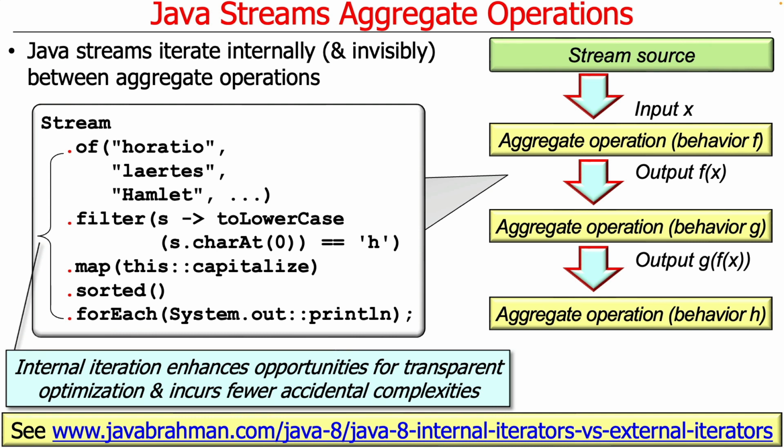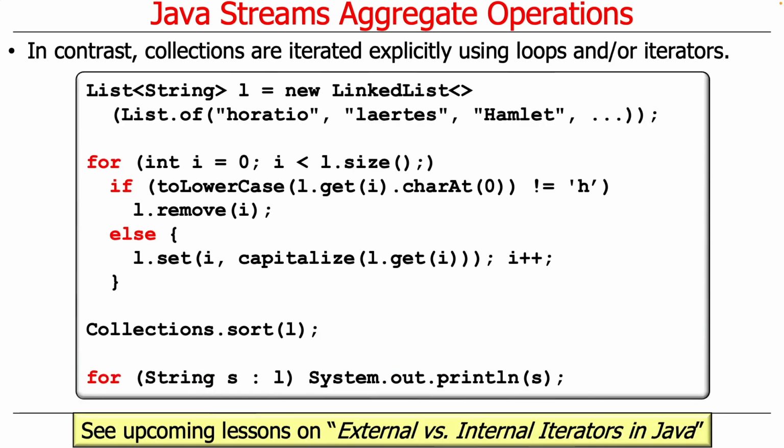And it also incurs fewer accidental complexities because we're not exposing the iterations. Of course, with everything, there are always trade-offs. Because we don't expose the iteration, stopping the stream in the middle takes more thought, and it typically requires throwing exceptions, but we'll come back to that later too.